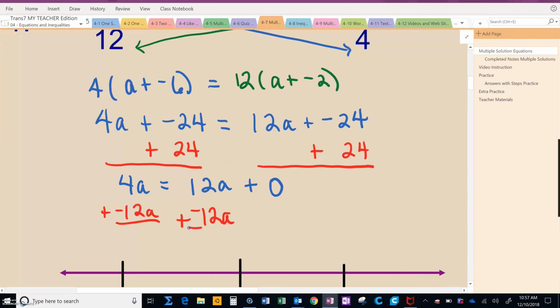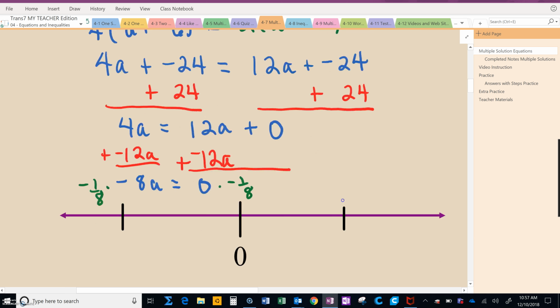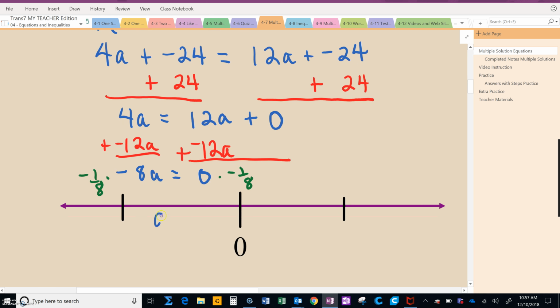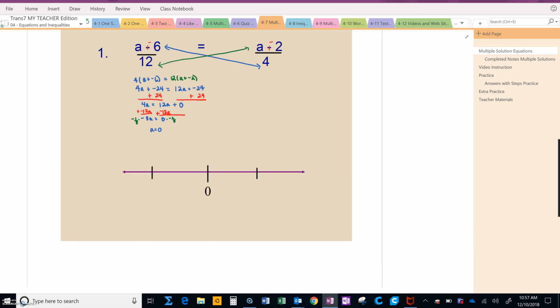And right now we're still dealing with addition. So 12a is being added to 0, so we have to still continue to work with our opposite property. So I'm going to end up with negative 8a equals 0. Now I'm going to multiply by the reciprocal of negative 8 on both sides to get a by itself. Remember that reciprocal step is always your last one. And I end up with a equals 0. So the solution to this equation is 0.